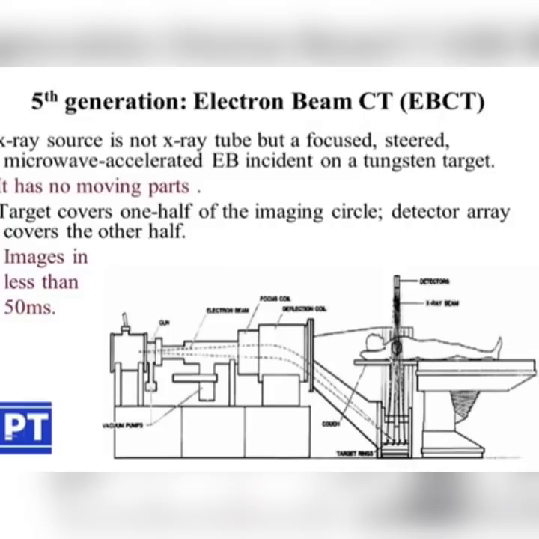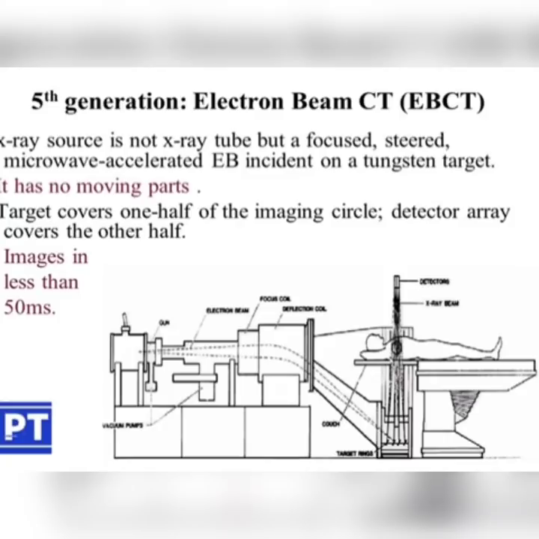Again, moving on to the fifth generation CT, electron beam CT, CBCT. The X-ray source is not an X-ray tube. Before, from the first to fourth, we were seeing the X-ray tube. But here the X-ray source is not an X-ray tube, but a focused, steered microwave accelerated electron beam. The production of the X-rays we will be discussing in the upcoming topics. When the fast moving electron hits the tungsten target, X-rays are produced. So EB means the electron beam.